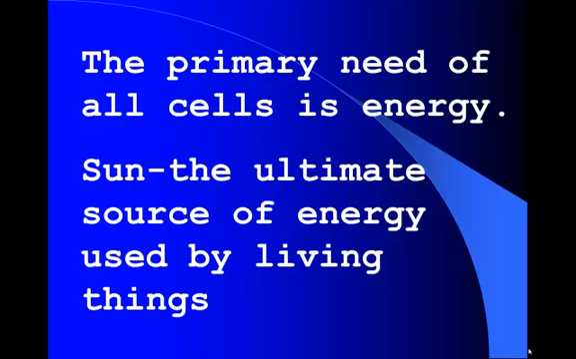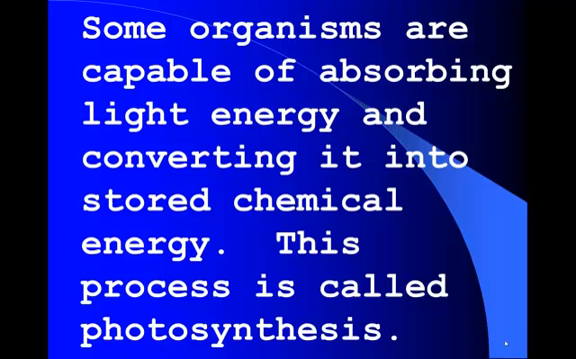And we looked at even living creatures. One of the characteristics of life was that they use energy. And so do cells. The ultimate source of that energy is the sun. And the reason it's the sun, you'll see when we look at the process of photosynthesis. Some organisms are capable of absorbing light energy, and they convert it into a stored chemical energy, food. This process is called photosynthesis.